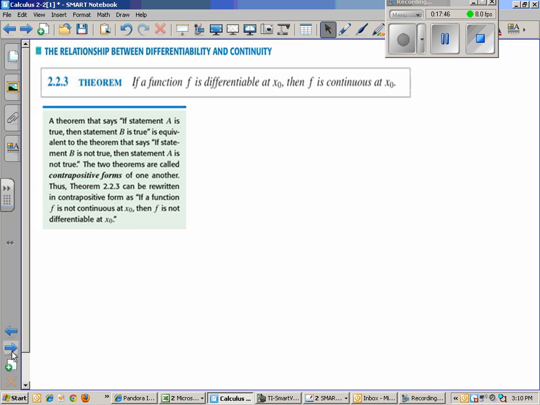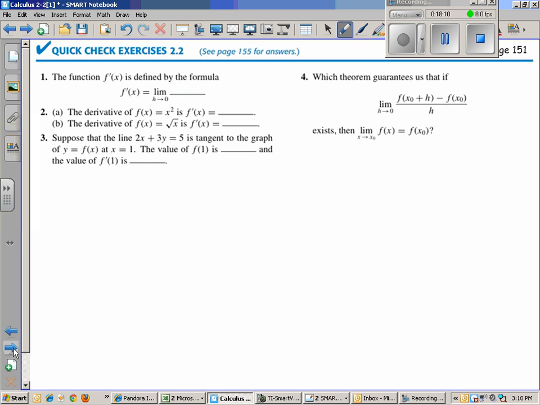So between differentiability and continuity, the relationship is, and this is like a geometry statement, if you are reading in a problem that a function is differentiable, then you can assume that it's continuous. By definition, it is. However, if it says it's continuous, that does not necessarily mean that it's differentiable. All right, you're going to do the quick check exercises.